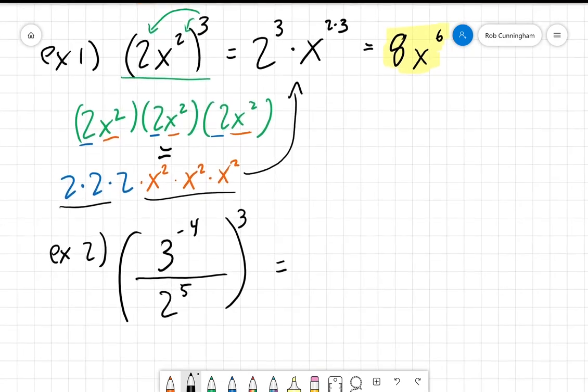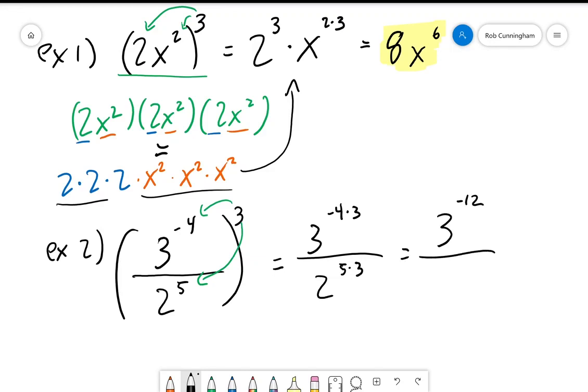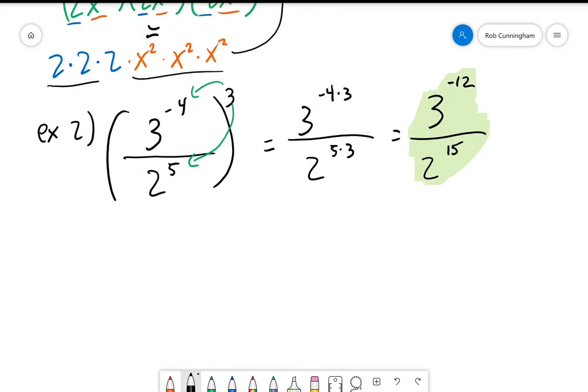3 to the negative 4th over 2 to the 5th, all to the third. Well, again, distributing. We get 3 to the negative 4 times 3 over 2 to the 5 times 3. We get 3 to the negative 12th over 2 to the 15th. Let's do another example.